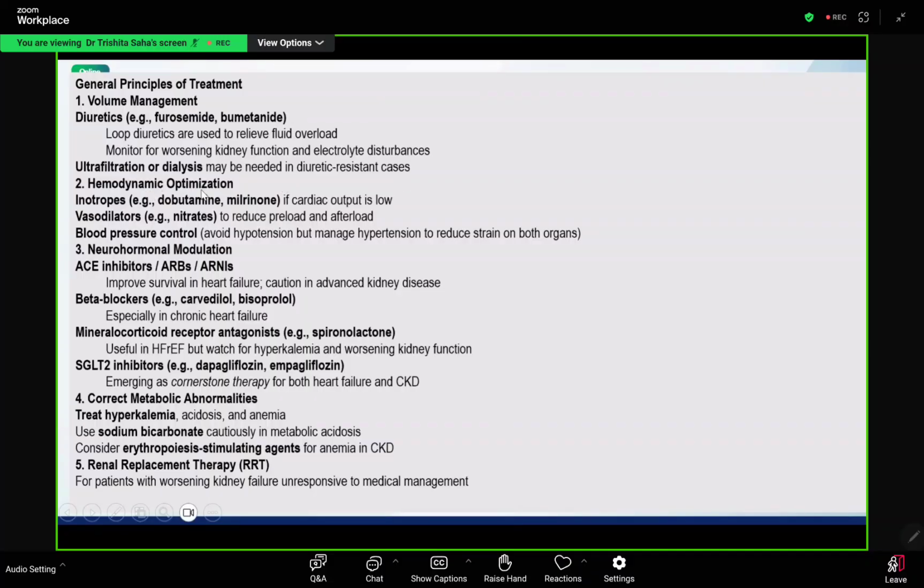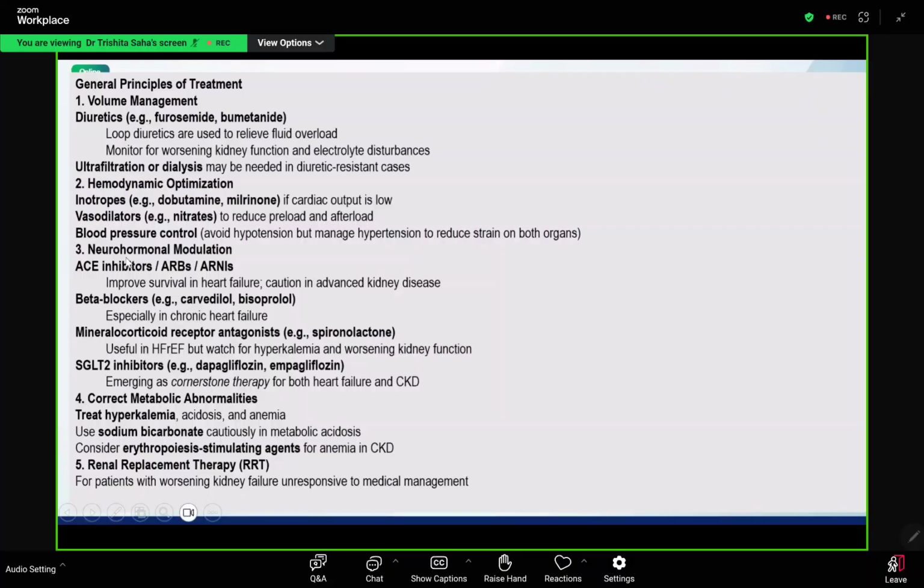Then there should be hemodynamic optimization, use of inotropes, dobutamine, milrinone if the cardiac output is low. Use of vasodilators, for example nitrates, to reduce the preload and afterload. Blood pressure control to avoid hypotension. But you have to manage the hypertension to reduce the strain on both the organs, because hypertension accelerates the development of it and damages the heart muscles and the kidney also.